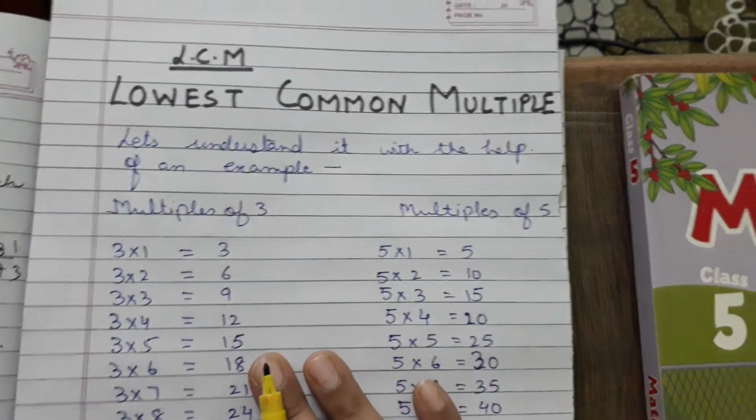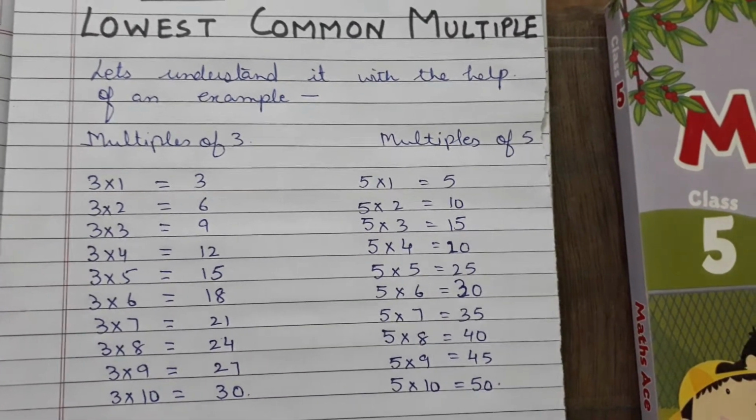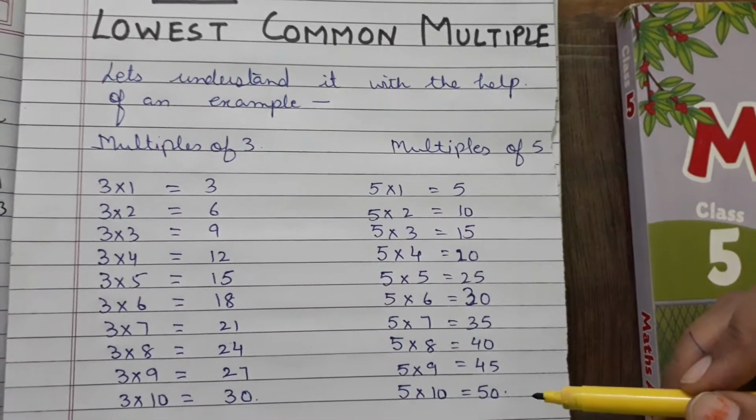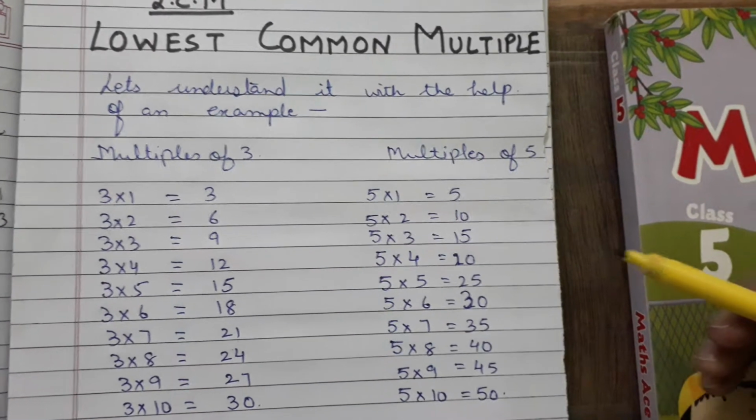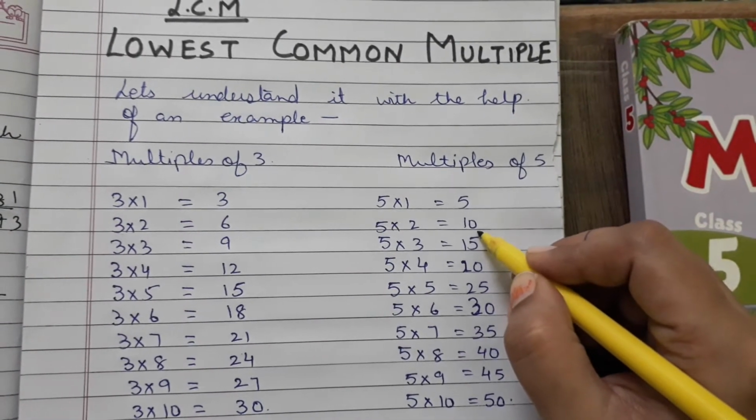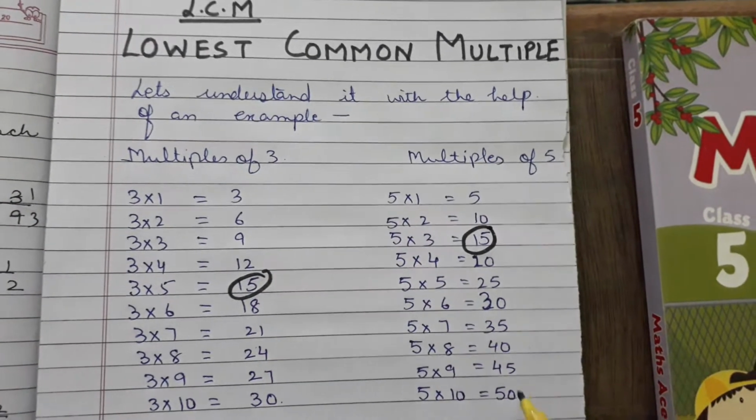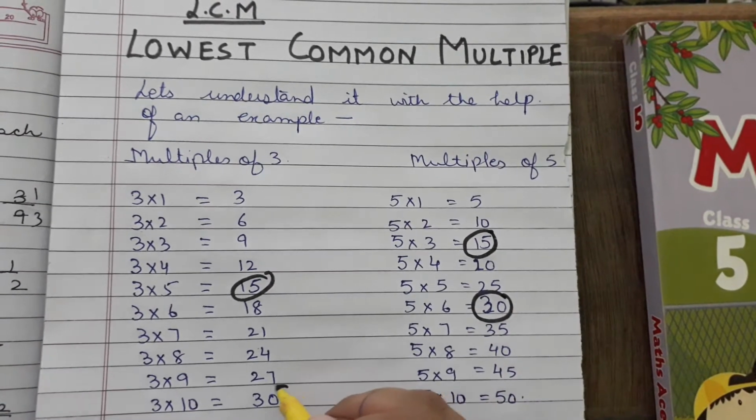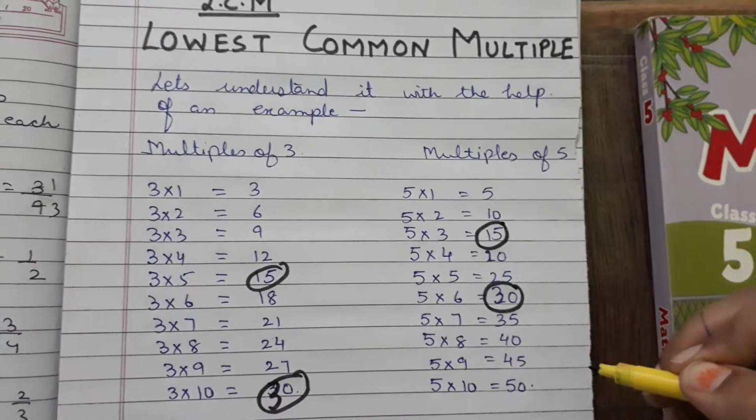Here I have written the multiples of 3 and the multiples of 5. You know all the table of 3 till 10 and the table of 5 till 10. Now multiples everyone knows. Now we have to see which are the common multiples here. So which are the common numbers here? First of all, it is 15, that is in both the tables, and next it is 30, that is in both the tables.